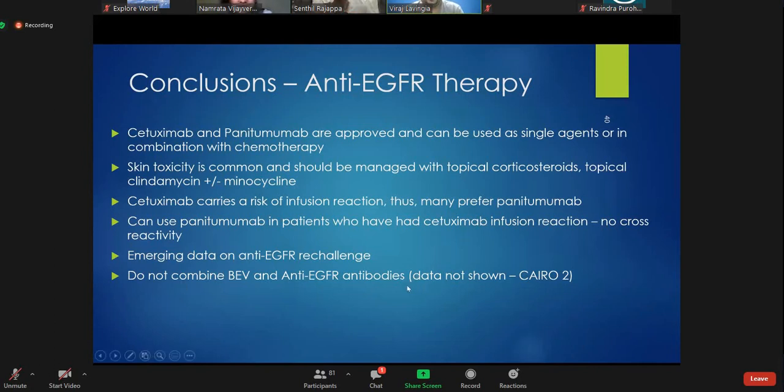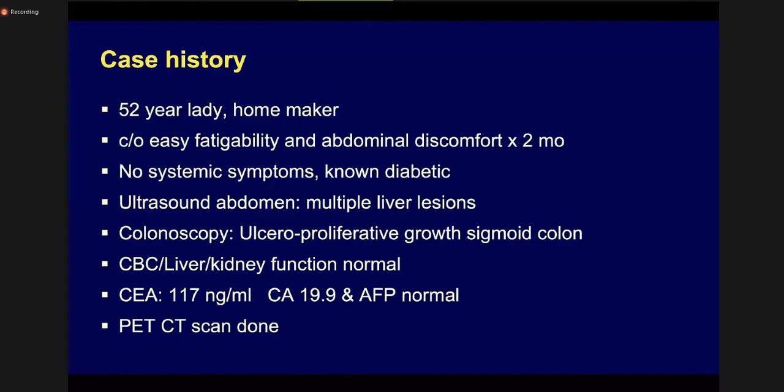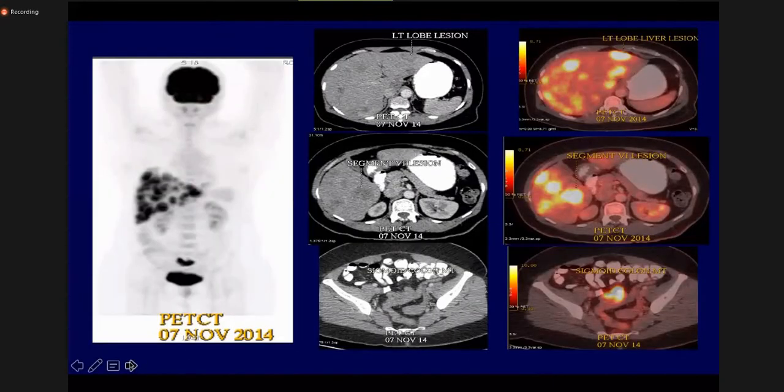Thank you. Oh, that was a fantastic discussion of a clinical situation that all of us would come across. A 52-year-old lady, a homemaker, with fatigability and abdominal discomfort of 2 months, no other systemic symptoms. She's a known diabetic, well controlled, with no end organ dysfunction. Ultrasound showed multiple liver lesions. Colonoscopy showed a sigmoid colon growth. Blood work was normal. The CEA was elevated. The other markers were normal. And this is her PET CT scan. That's the mass in the sigmoid, and you've got multiple liver metastases.